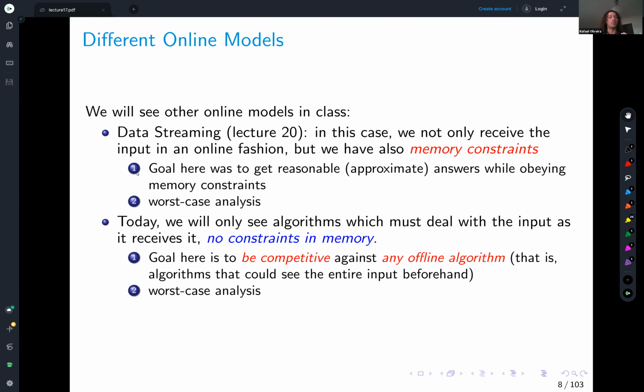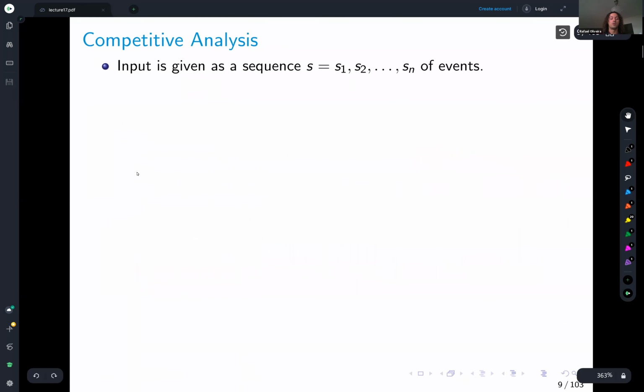And what is an offline algorithm? Well, it's the ones that are not online, the ones that can see into the future, that can see all the input. And again, you should remember that this is a worst case analysis. All right, so let's define competitive analysis mathematically.